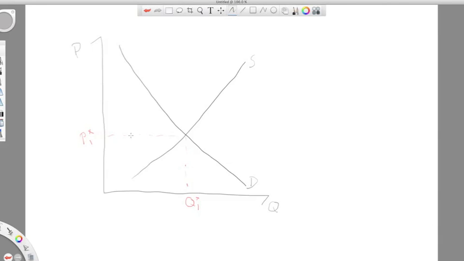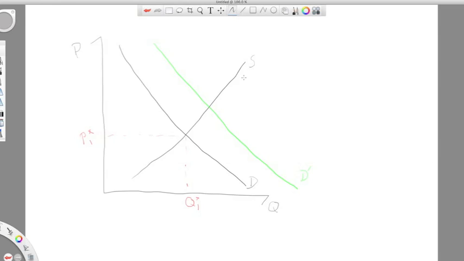Now suppose that a couple different things happen in this market. Suppose that first of all there's a positive demand shock. So that's going to shift the demand curve to the right. So I'm going to draw that as a shift out here to the green one, D prime. And suppose at the same time there's a positive supply shock.